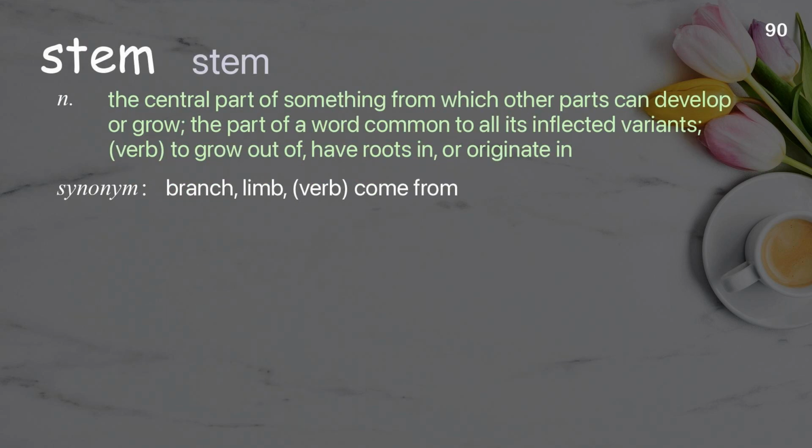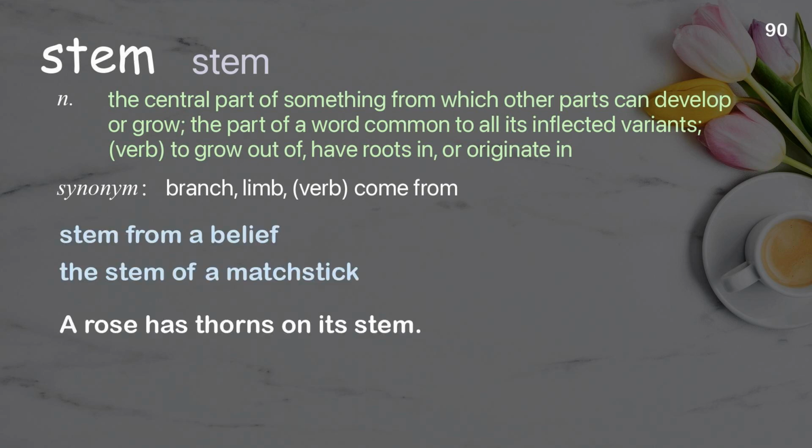STEM. The central part of something from which other parts can develop or grow, the part of a word common to all its inflected variants. Verb, to grow out of, have roots in, or originate in. Examples: Stem from a belief. The stem of a matchstick. A rose has thorns on its stem.